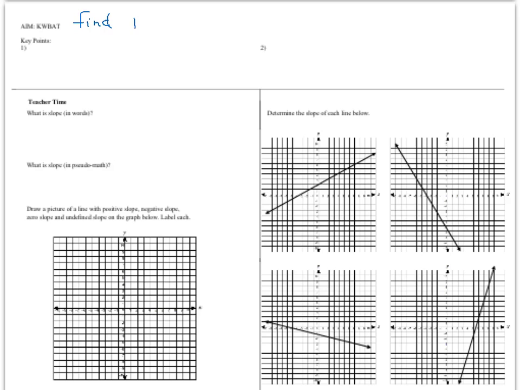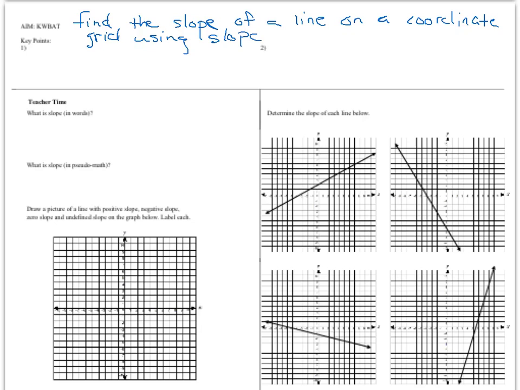Find the slope of a line on a coordinate grid using slope triangles.